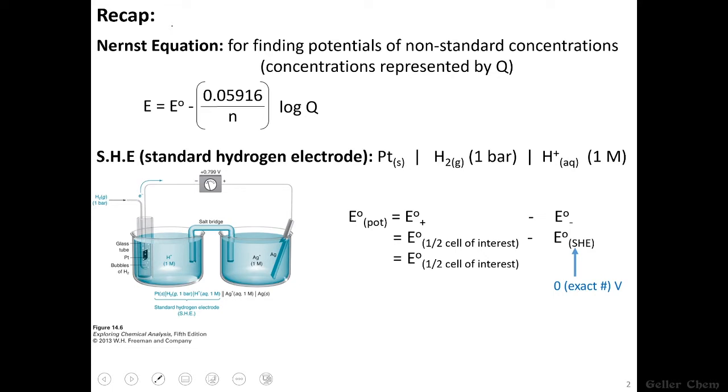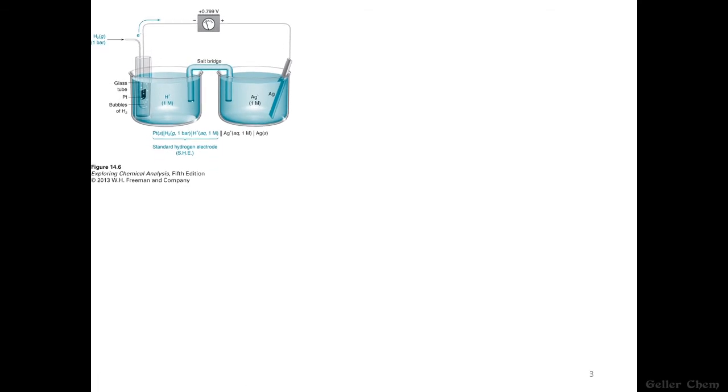And so the SHE is what we call a reference electrode because we measure the voltage of some half cell of interest in reference to this electrode here, where we know its voltage. And on that note, let's just learn some new terms. We'll call this section reference electrodes.